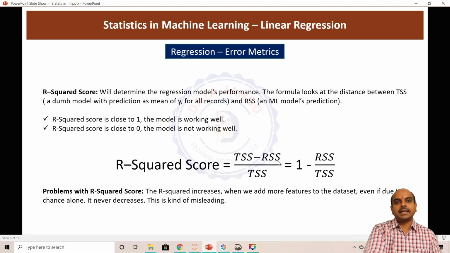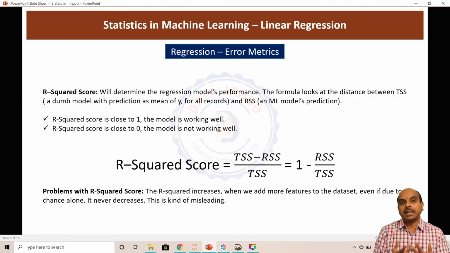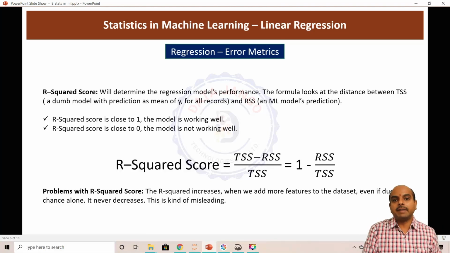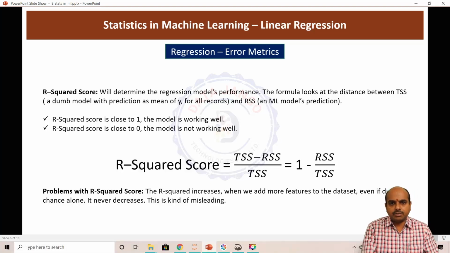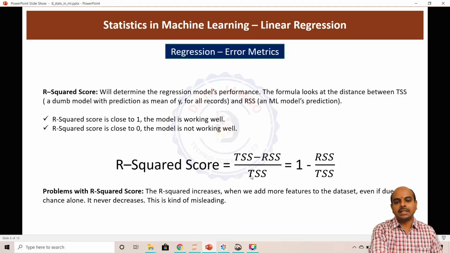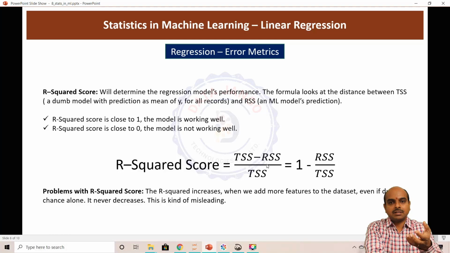If RSS and TSS are almost equal, what happens? On the numerator you will get 0. That means the R-square score is going to become 0. That means the model is not working well. The model is predicting only as well as the mean of the y value or the target value. So you need not build a model to predict the mean as the prediction. You can just take the y values, take the mean and say that is the prediction. So when you get an R-square score of 0, it means the model is equal to predicting the mean as the prediction for every row.